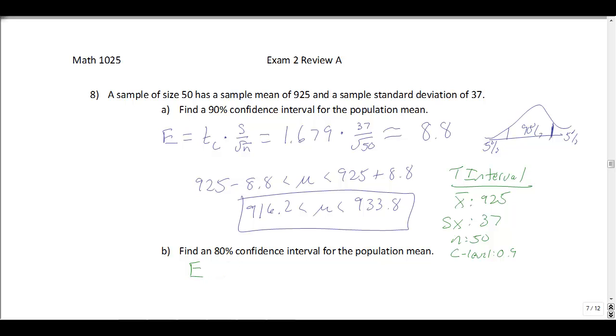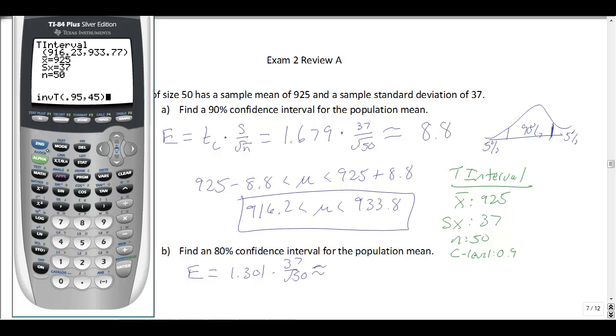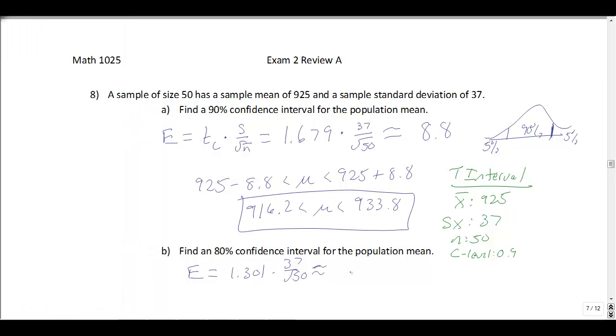Let's go to the blue here, actually. Margin of error is 1.301 times 37 over square root of 50, which is something like... hit second enter, second enter, second enter. Might have been faster to just type this in, but what I need to do is change that to 301. That's all I change, and I get like 6.8 here. So I have a margin of error that's like 2 smaller, which means I have a distance 2 less in each direction. So I'm going to get 918.2 less than mu less than 931.8.